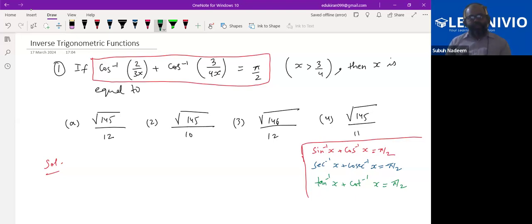So we have to take the help of one of these three properties and we can proceed. So first write this question and then this property, then we will discuss how to approach.